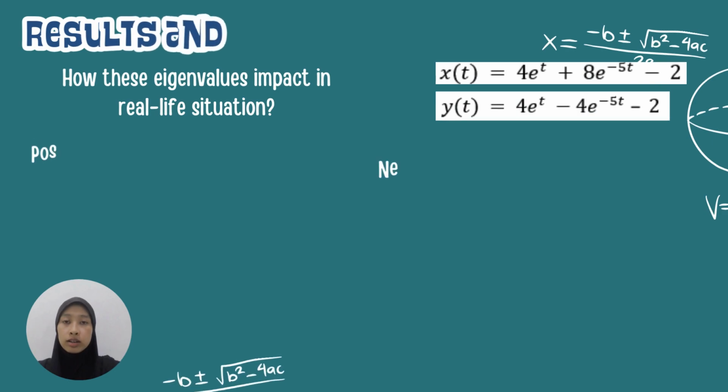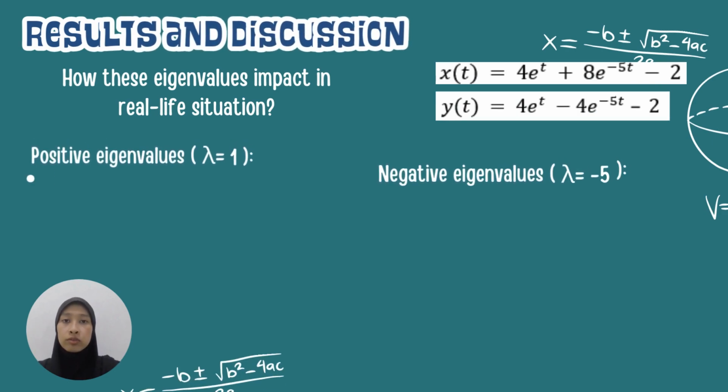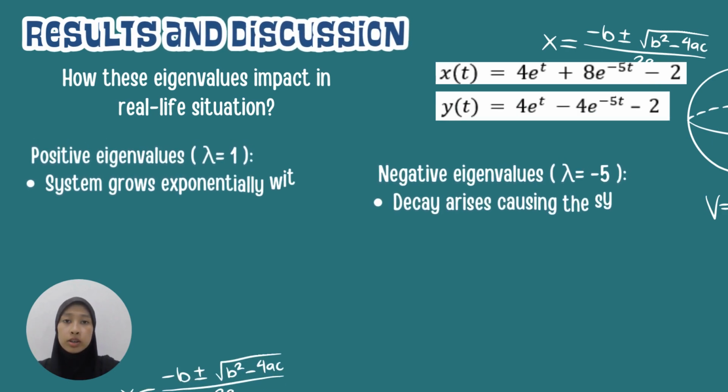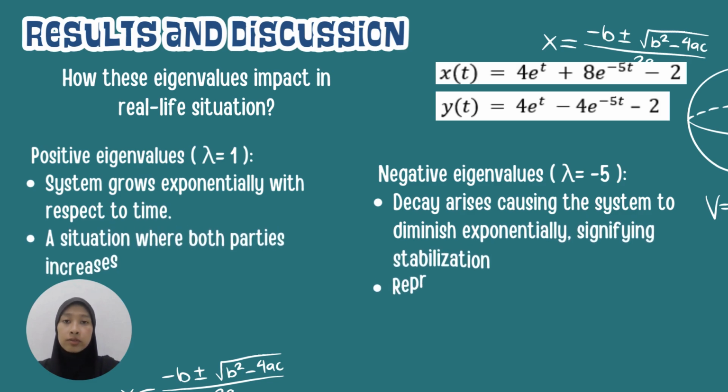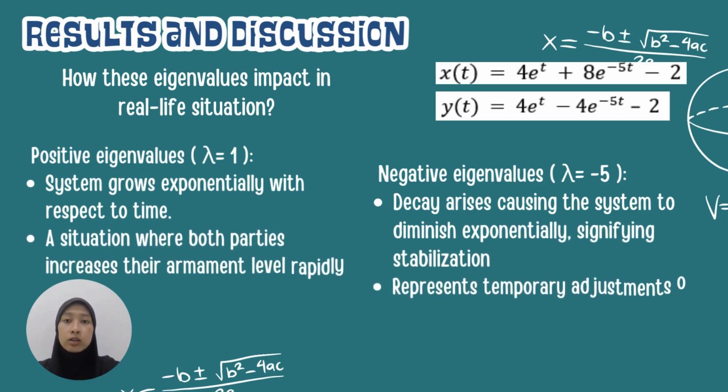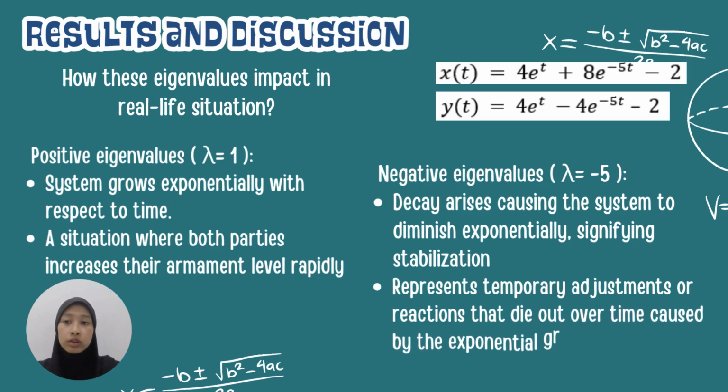Based on our calculation, we will get two different eigenvalues. The first one is lambda equals 1 and the second one is lambda equals negative 5. Let's see how these eigenvalues impact real life situations. For the first one, the positive eigenvalue lambda equals 1 corresponds to a mode where the system grows exponentially with respect to time.